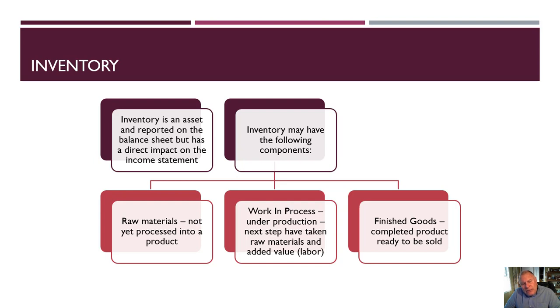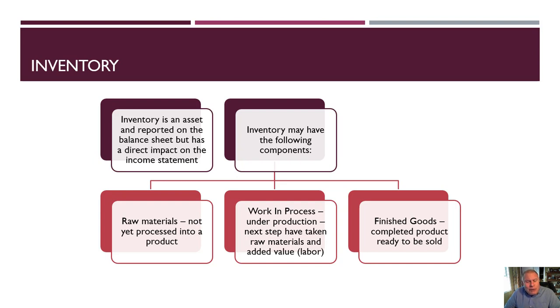When we look at inventory, it may have the following components. Raw materials, that's materials such as coffee beans or raw steel that haven't been processed into a product yet. Then there is work in process. That's under production, the next steps. They're in the process of taking this raw material and converting it into a product. So they've added value, oftentimes it's labor, and then the final category is finished goods. Completed product ready to be sold.